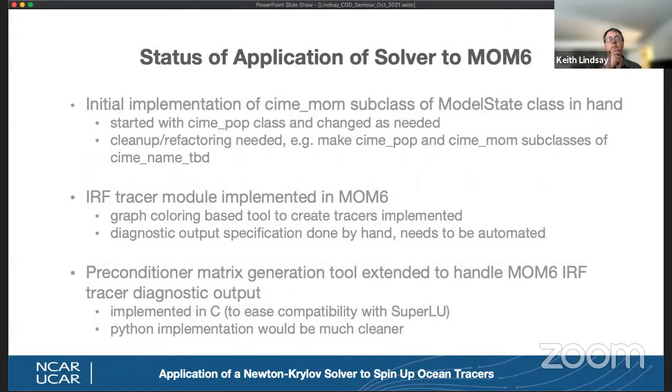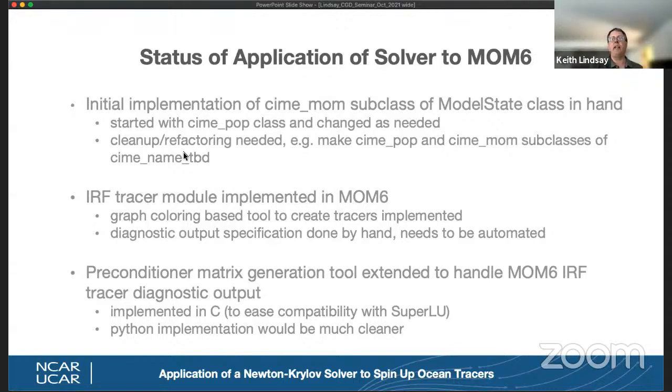That said, regarding the status of the application to MOM6, a lot of stuff is in hand. There's an initial implementation of the subclass of the model state. Basically, I started with the CESM POP subclass and changed it as needed. So that's the good news. The bad news is it needs some cleanup and refactoring.